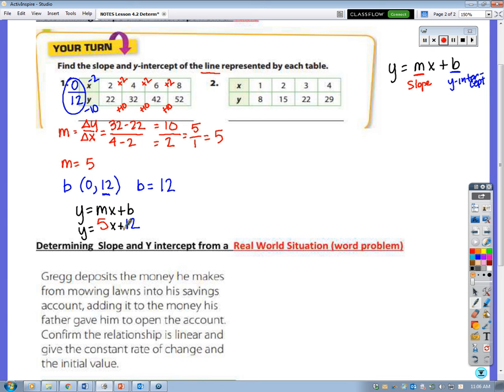Cool, huh? If the color bothers you, there it is, rewritten. So the equation for that table is 5x plus 12. It tells us our slope and our y-intercept.